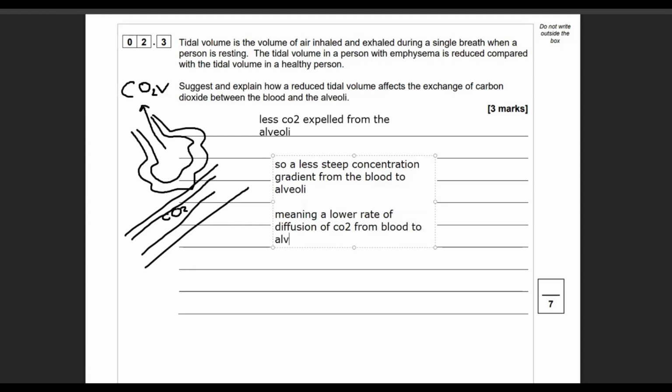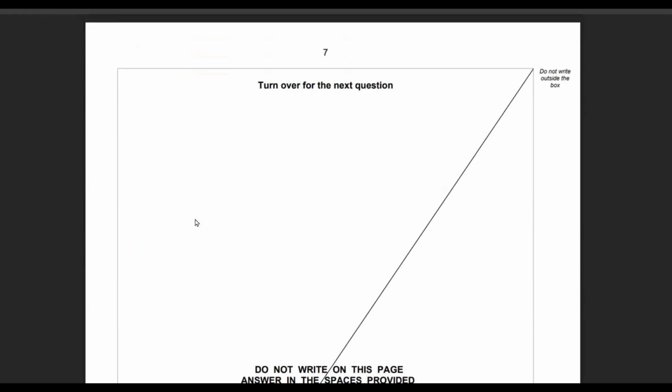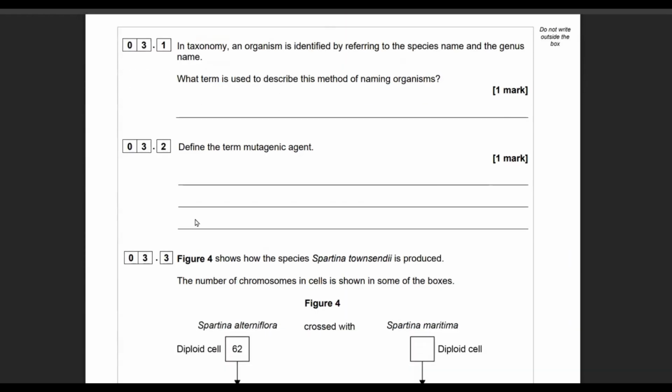And therefore, there we go. So less CO2 expelled from the lungs, 1 mark, less steep concentration gradient, a lower rate of diffusion of carbon dioxide from the blood into the alveoli for the 3rd mark.